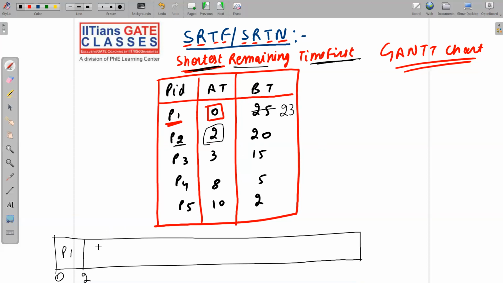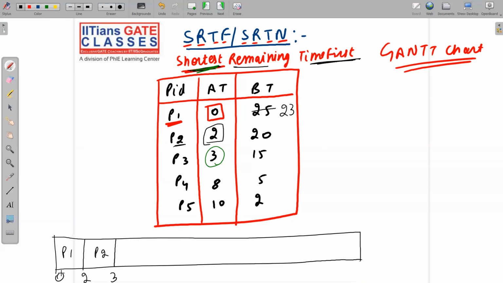Now see here carefully, we have started P2. Now till what time will I execute P2? At time 3, P3 is coming into the picture, or you can say P3 is coming to the ready state. So again I have to check at time 3 which processes are available, and the process having the shortest remaining time will be executed first. So obviously P2 will be executed till time 3.